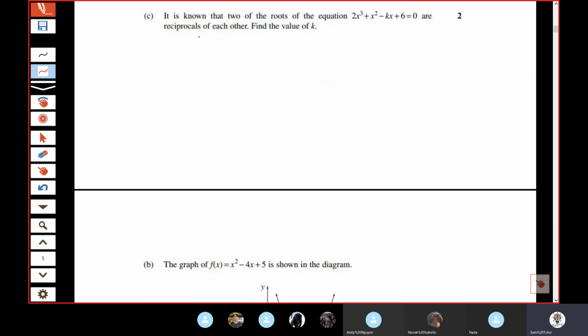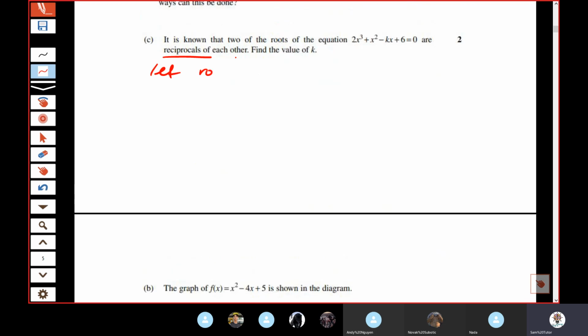Yeah, good. You know it. I like it. It's known that 2 of the roots are reciprocals of each other. Let the roots be alpha, 1 on alpha, beta. So it is that same topic as the second style, which is alpha, beta, gamma style. Find the value of k. k is your third term here.